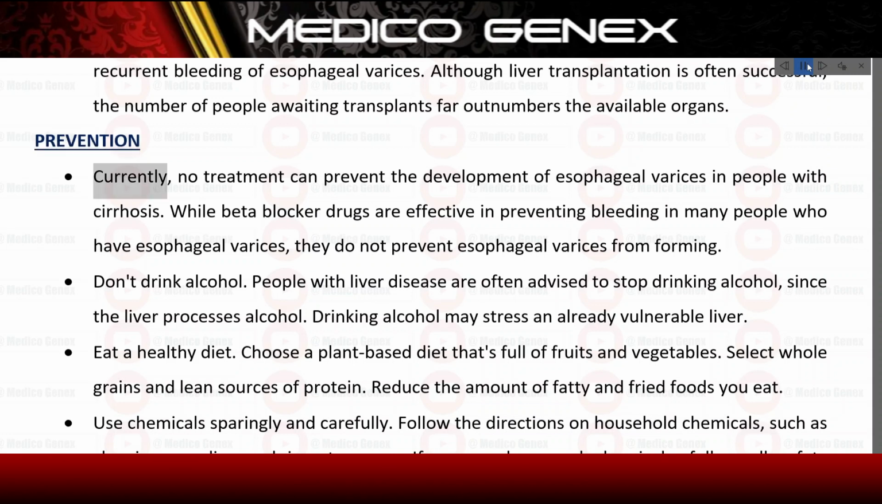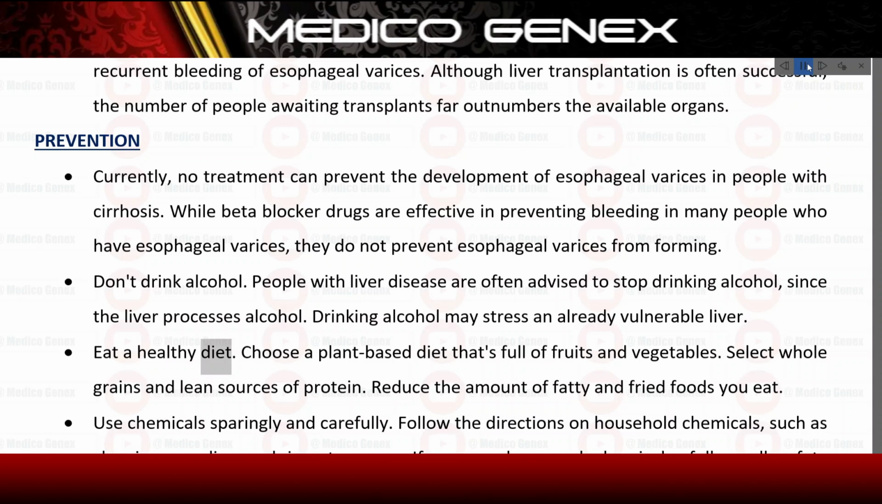Prevention. Currently, no treatment can prevent the development of esophageal varices in people with cirrhosis. While beta blocker drugs are effective in preventing bleeding in many people who have esophageal varices, they do not prevent esophageal varices from forming. Don't drink alcohol. People with liver disease are often advised to stop drinking alcohol, since the liver processes alcohol. Drinking alcohol may stress an already vulnerable liver.